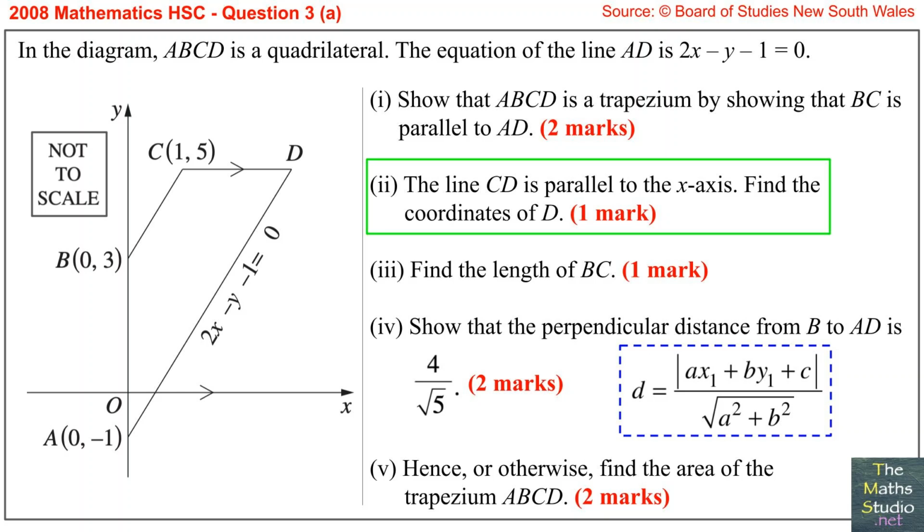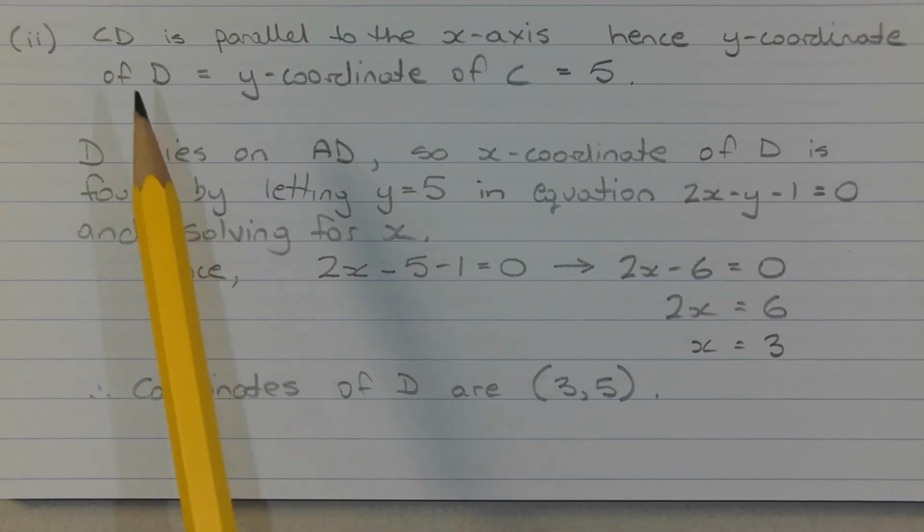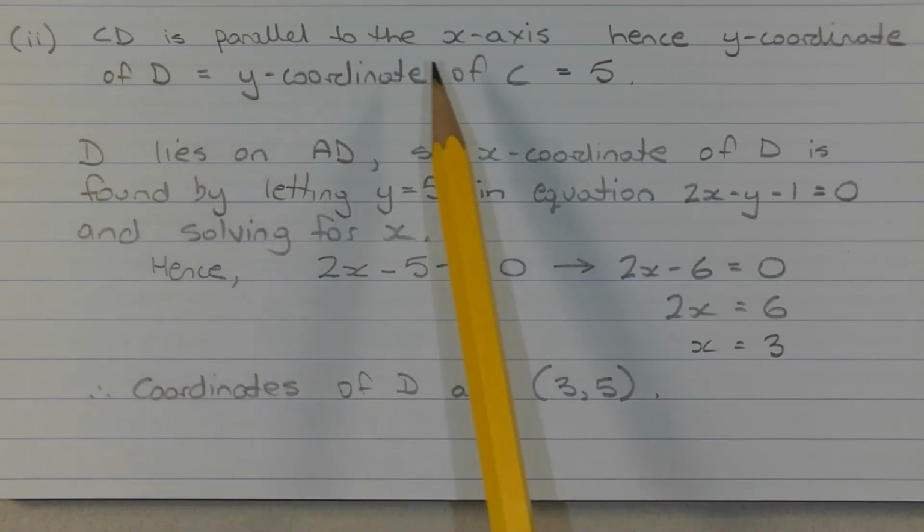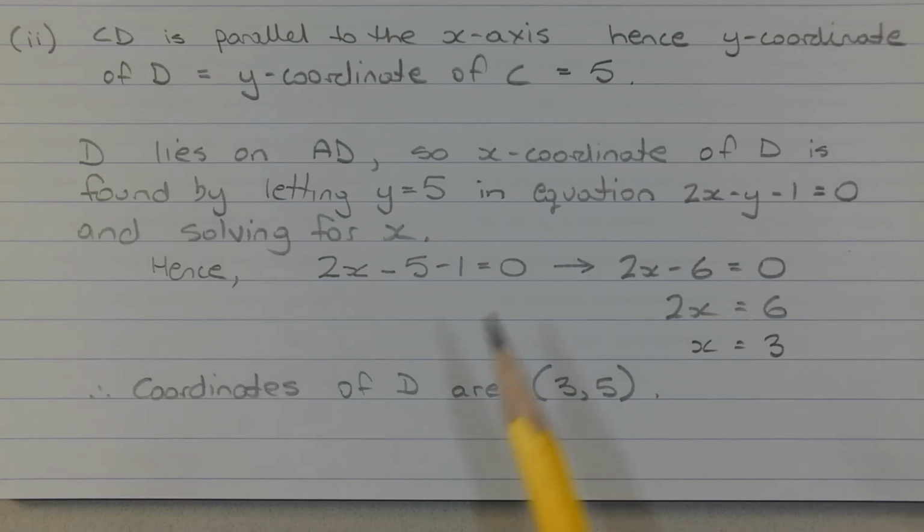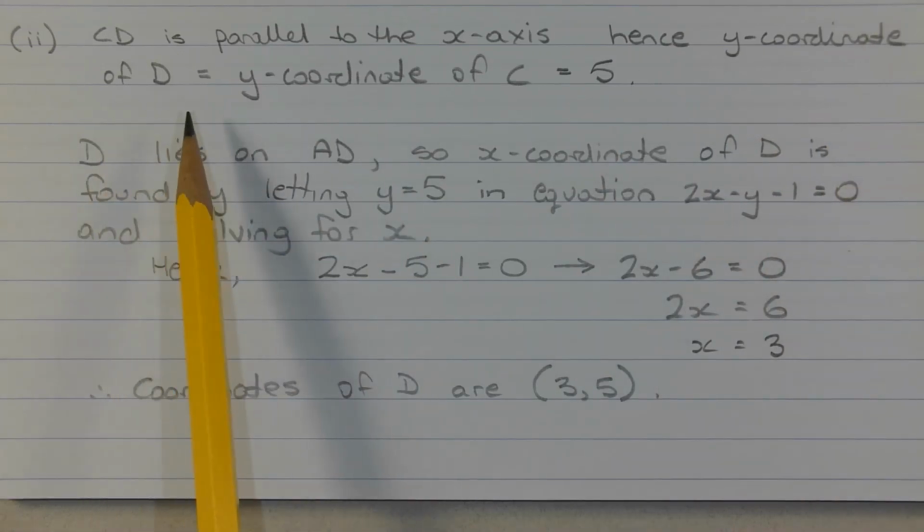Part 2. The line CD is parallel to the x-axis. Find the coordinates of D. It is given that the interval CD is parallel to the x-axis. That means the points C and D are the same height above the x-axis, which implies that their y-coordinates are identical. So the y-coordinate of D is equal to the y-coordinate of C, which equals 5.